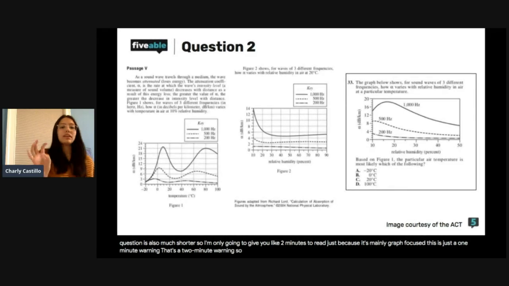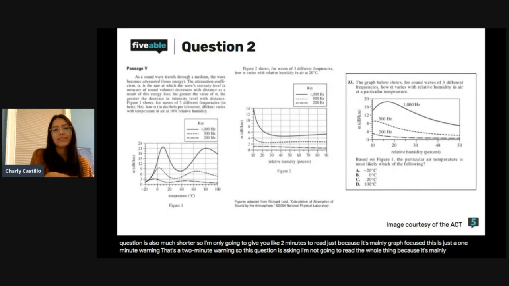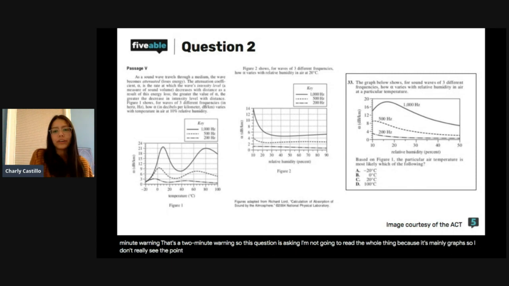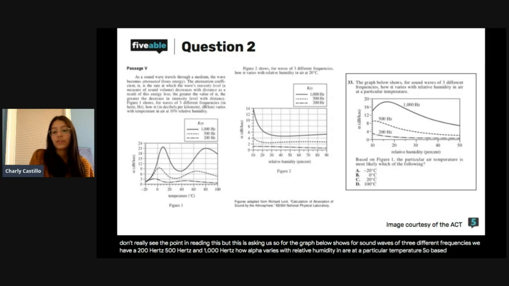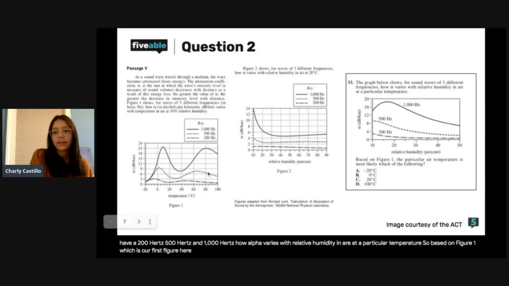So this question is asking, I'm not going to read the whole thing because it's mainly graphs, so I don't really see the point in reading this. But this is asking us, for the graph below shows sound waves of 3 different frequencies, a 200 hertz, 500 hertz, and 1000 hertz, how alpha varies with relative humidity in air at a particular temperature. So based on figure 1, which is our first figure here, I don't know if you can see the arrow, the particular air temperature is most likely which of the following?